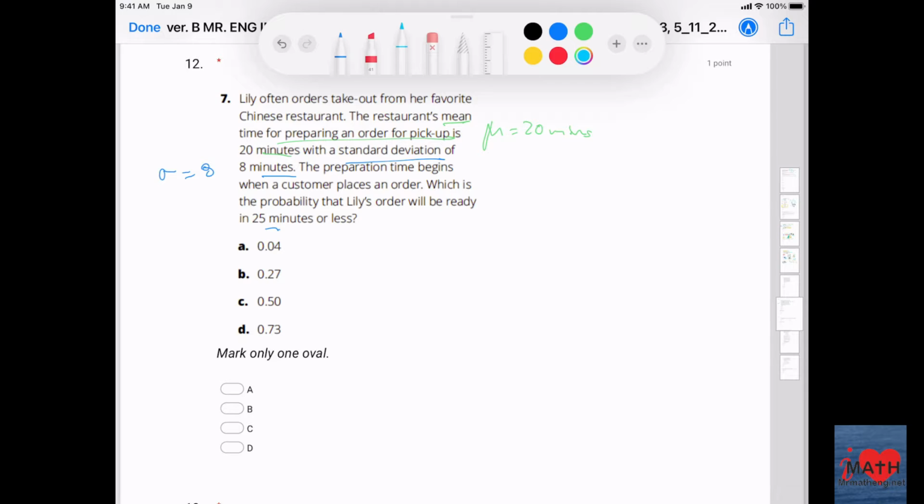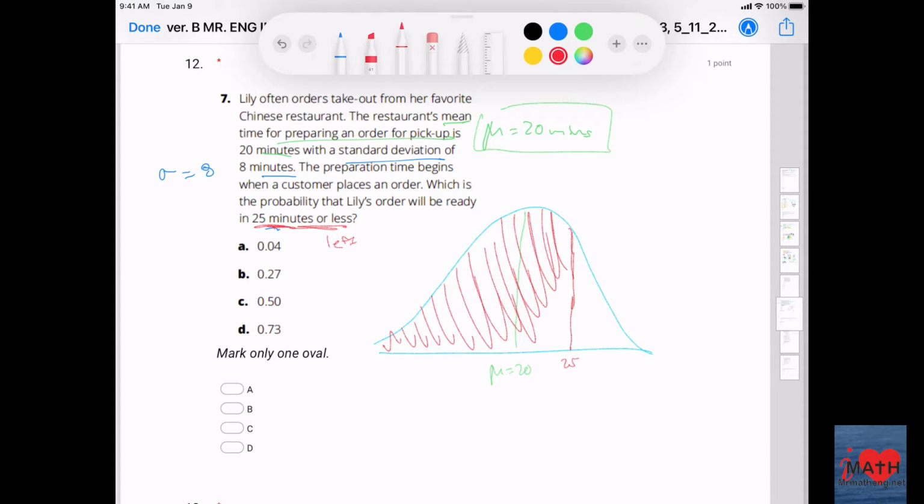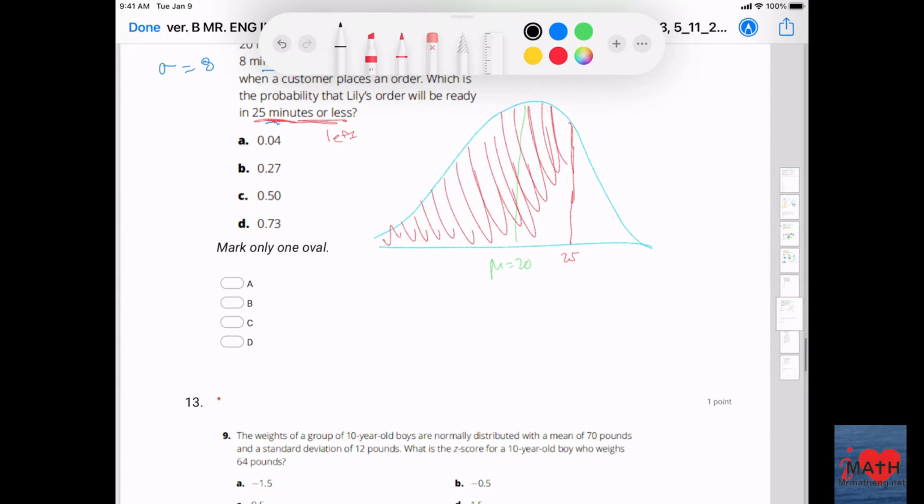So let's go ahead and get ourselves a curve here. Green is the mean, 20. We want 25 minutes or less, so this is going towards the left. 25 is a number that's greater than 20, so I'm going to put it up here. Basically, we want to find this area in red, which is going to be a percent. We can do it by formula, and then I'll show you the technology. So this was the picture, and then formula.